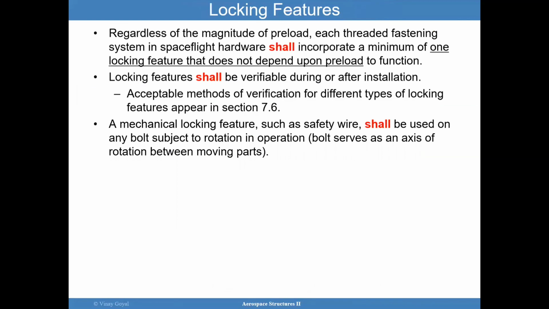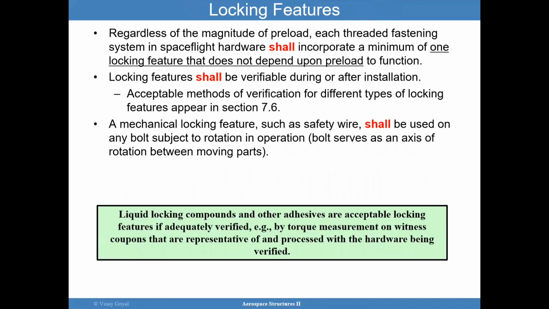Locking features are very important regardless of preload. This was discussed earlier. Safety wires are typical approaches for locking features. Liquid locking compounds and other adhesives have also been used for locking features. And you can do torque measurements of witness coupons to ensure that the processes are robust.